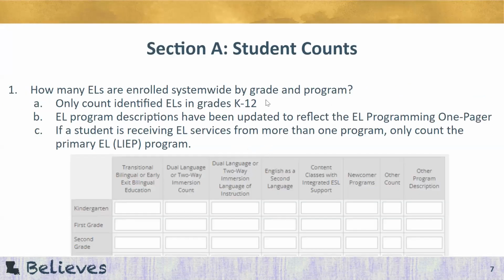So section A is about student counts. Okay, so not terrible. It's going to ask you these things, and you fill out this table, and this is a screenshot from a portion of the table.